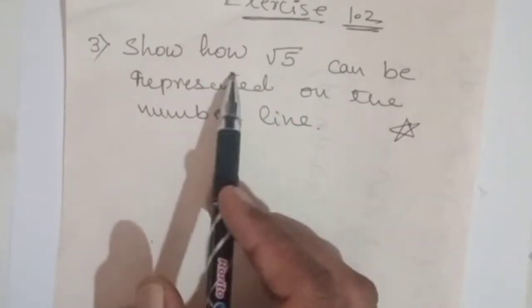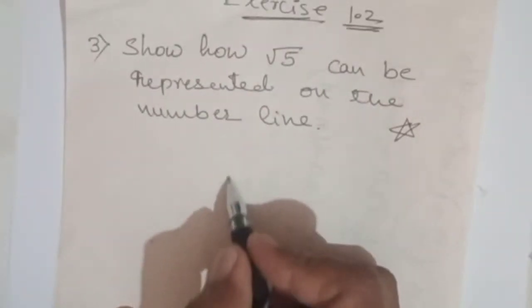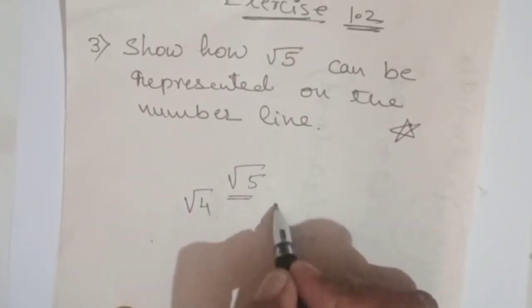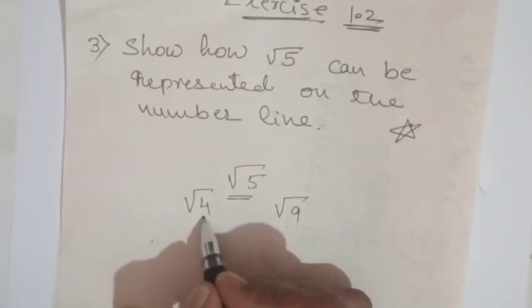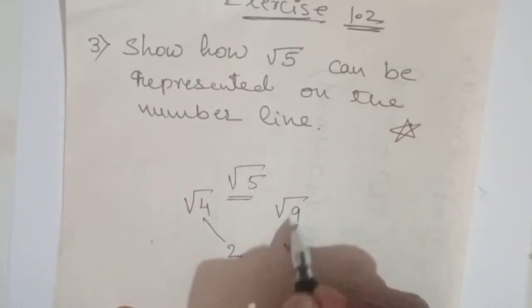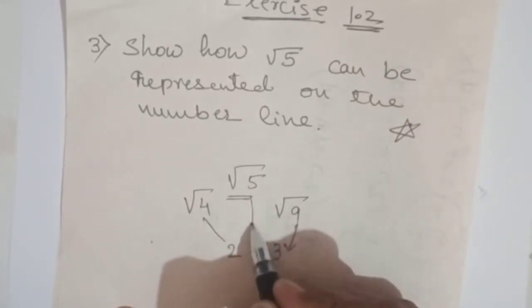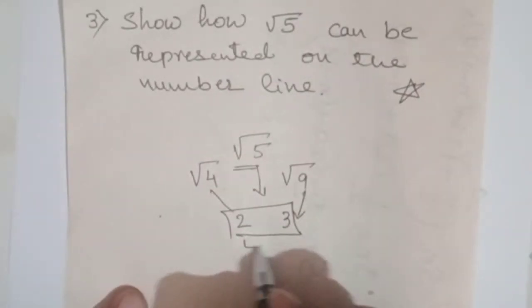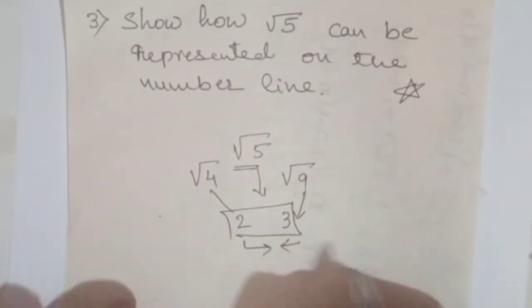Okay, now show how root 5 is it. Root 5, see children, it lies between what perfect square numbers, root 4 and root 9. Am I right? Square root of 4 is 2 and square root of 9 is 3. That means root 5 comes between 2 and 3. Then it is greater than 2 but smaller than 3. This is the point. How to see?